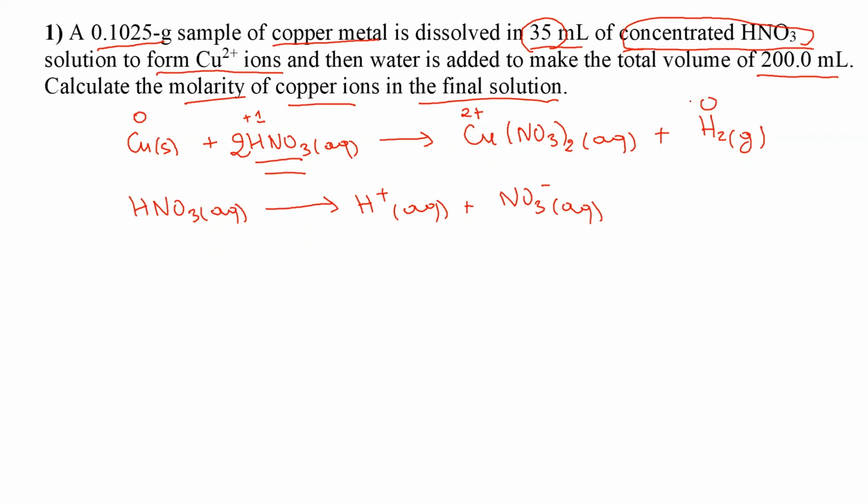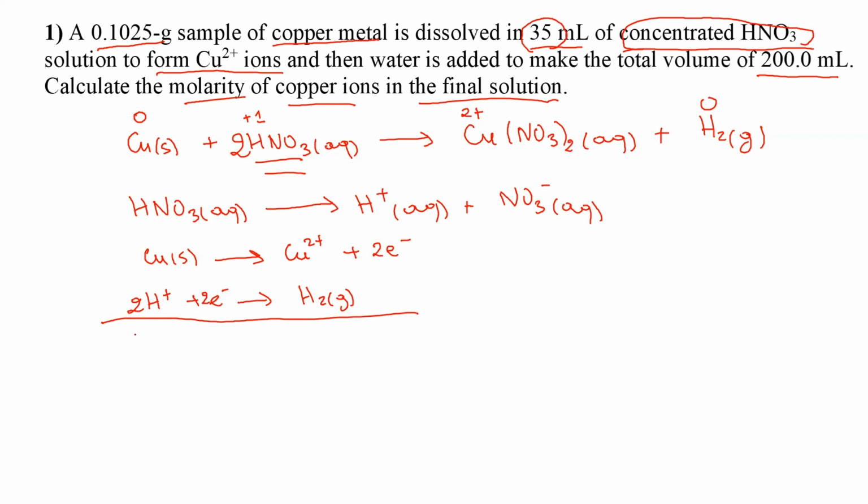So we can write the half reaction. So we know that copper solid is giving copper 2 plus and 2 electrons. We know that H plus ion, hydronium ion, plus 1 electron should give hydrogen gas. So here I need to balance by doing 2 H plus and 2 electrons. Okay, and then if you add it, you know that the net ionic equation will be copper solid plus 2H plus will give copper 2 plus and hydrogen gas.